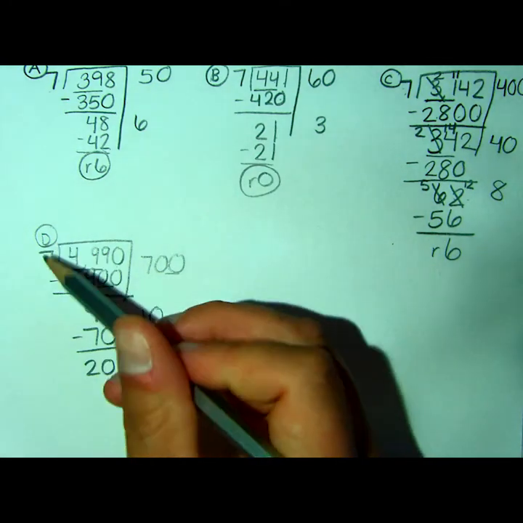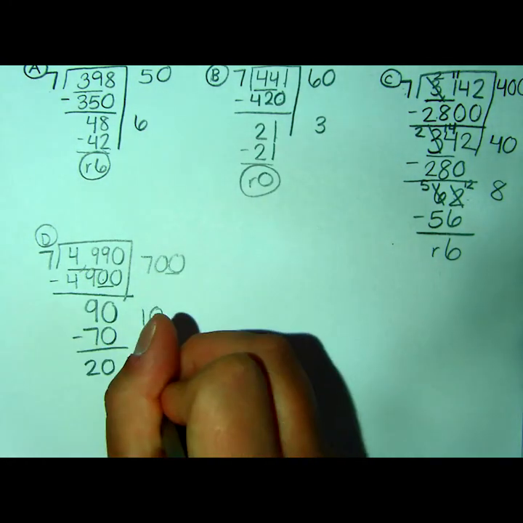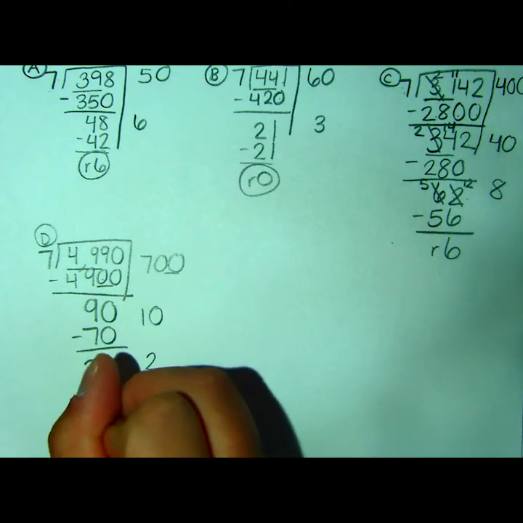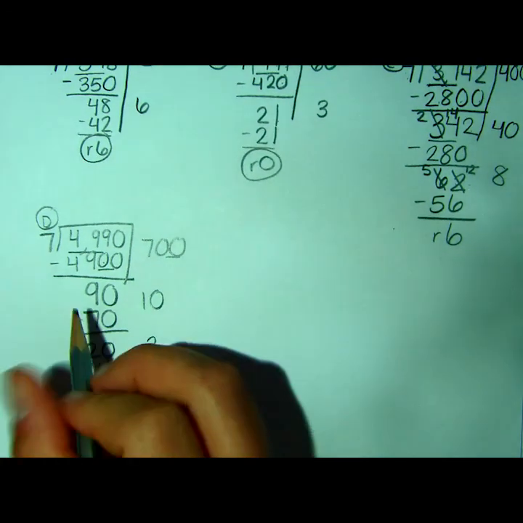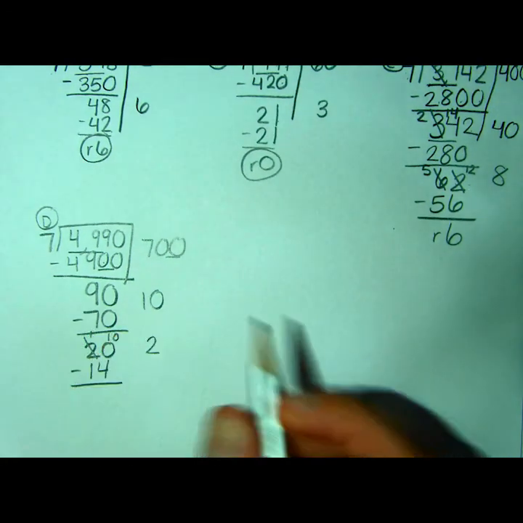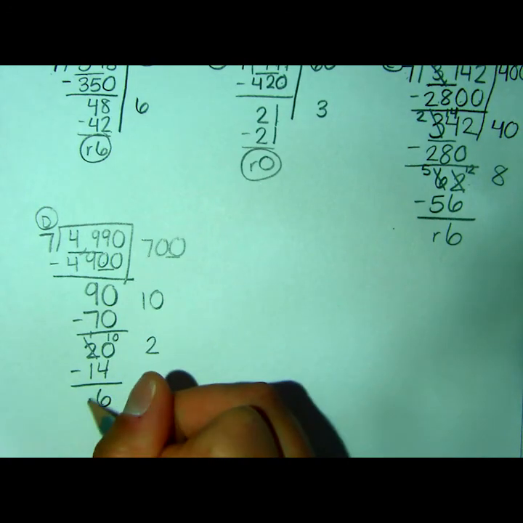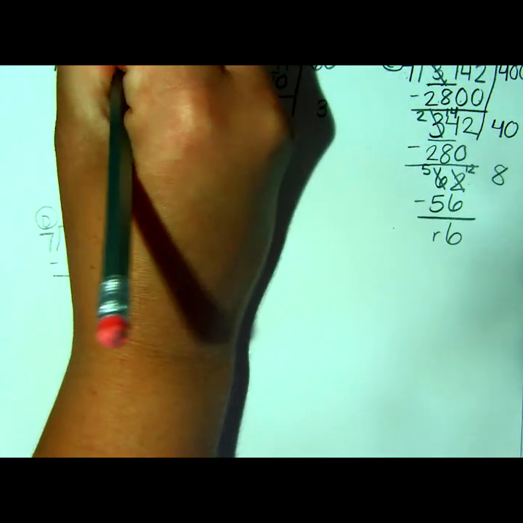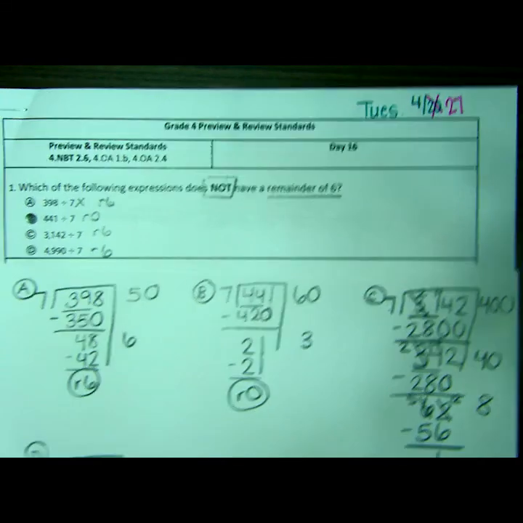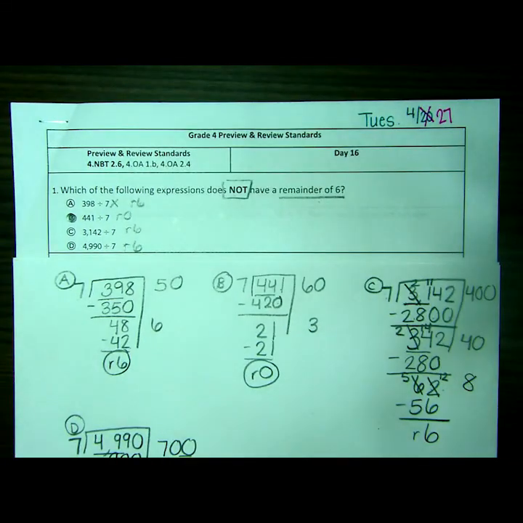And now I can look. 7 goes into 20 how many times? Well, let's do 2 groups of 7, which I know is 14. And when I do that subtraction and I regroup, 10 minus 4 leaves me with a remainder of 6. So the only expression that did not have a remainder of 6 was B.